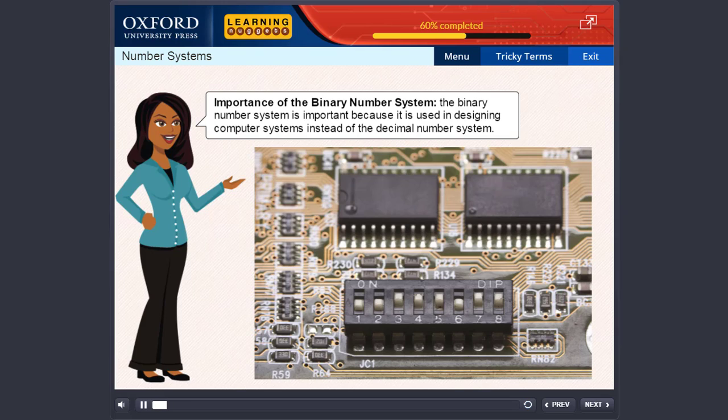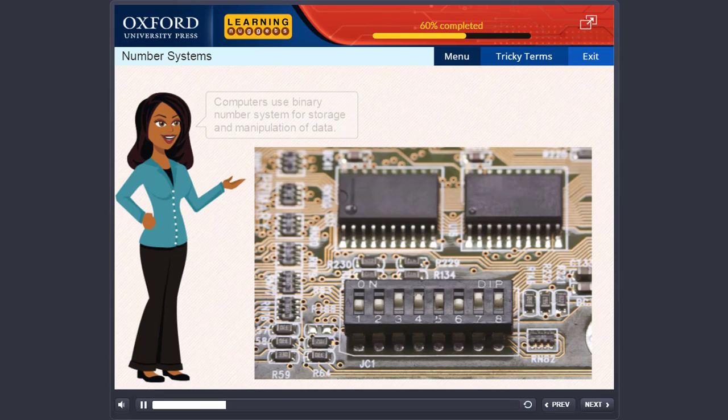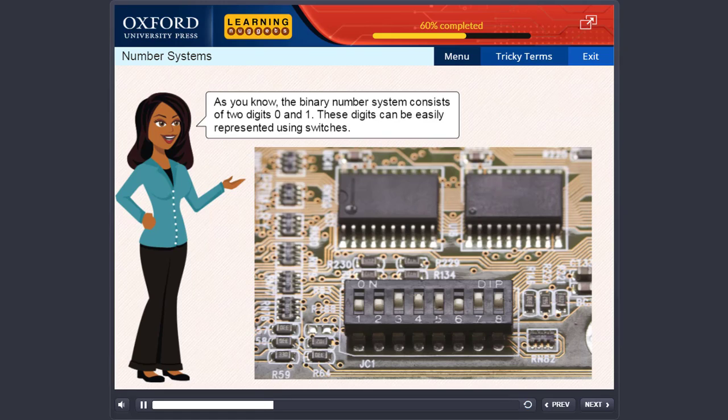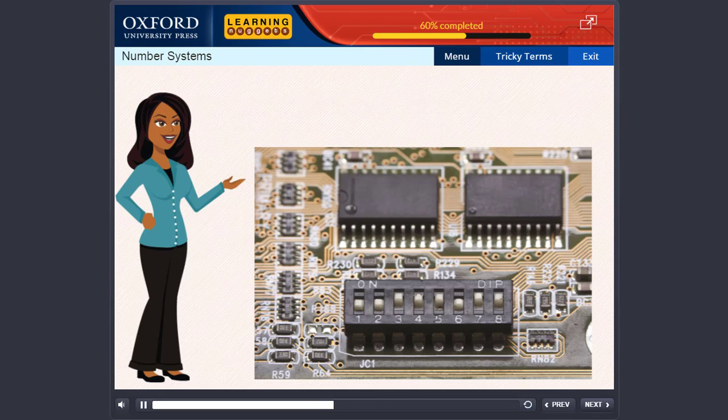Importance of the binary number system. The binary number system is important because it is used in designing computer systems instead of the decimal number system. Computers use binary number system for storage and manipulation of data. As you know, the binary number system consists of 2 digits, 0 and 1. These digits can be easily represented using switches.